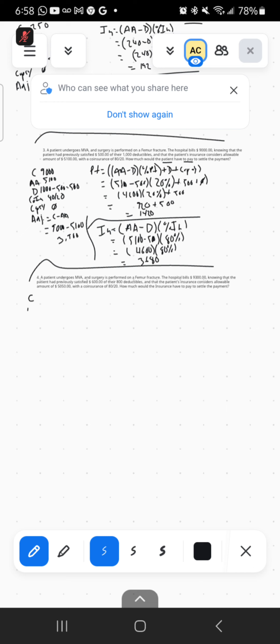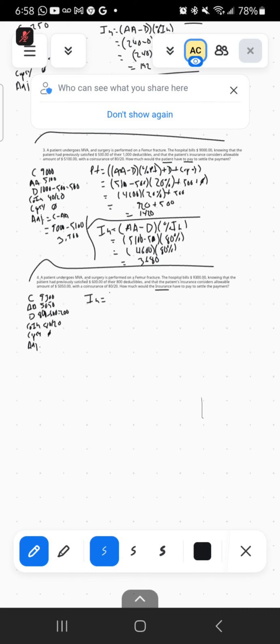This is charges, allowed amount, deductible, co-insurance, co-payments, and adjustments. Same thing, different numbers. The bill is 9,300. Out of $800 for the deductible, they paid $600, so they have 200 left. They have an allowable amount of $5,050. They have a co-insurance of 80/20 and no co-payments. How much does the insurance have to pay?